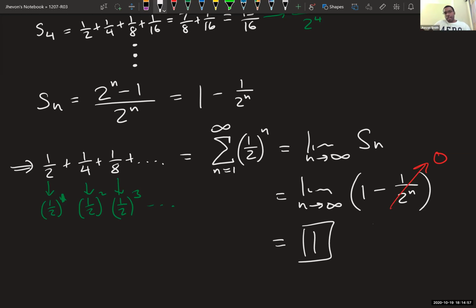Now, last week when I asked what the sequence converges to, and I gave you the sequence 1, a half, a quarter, and so on, someone said 2, and I think they were thinking of the series instead of the sequence. So 1 plus a half plus a quarter plus an eighth plus and so on actually adds up to 2.